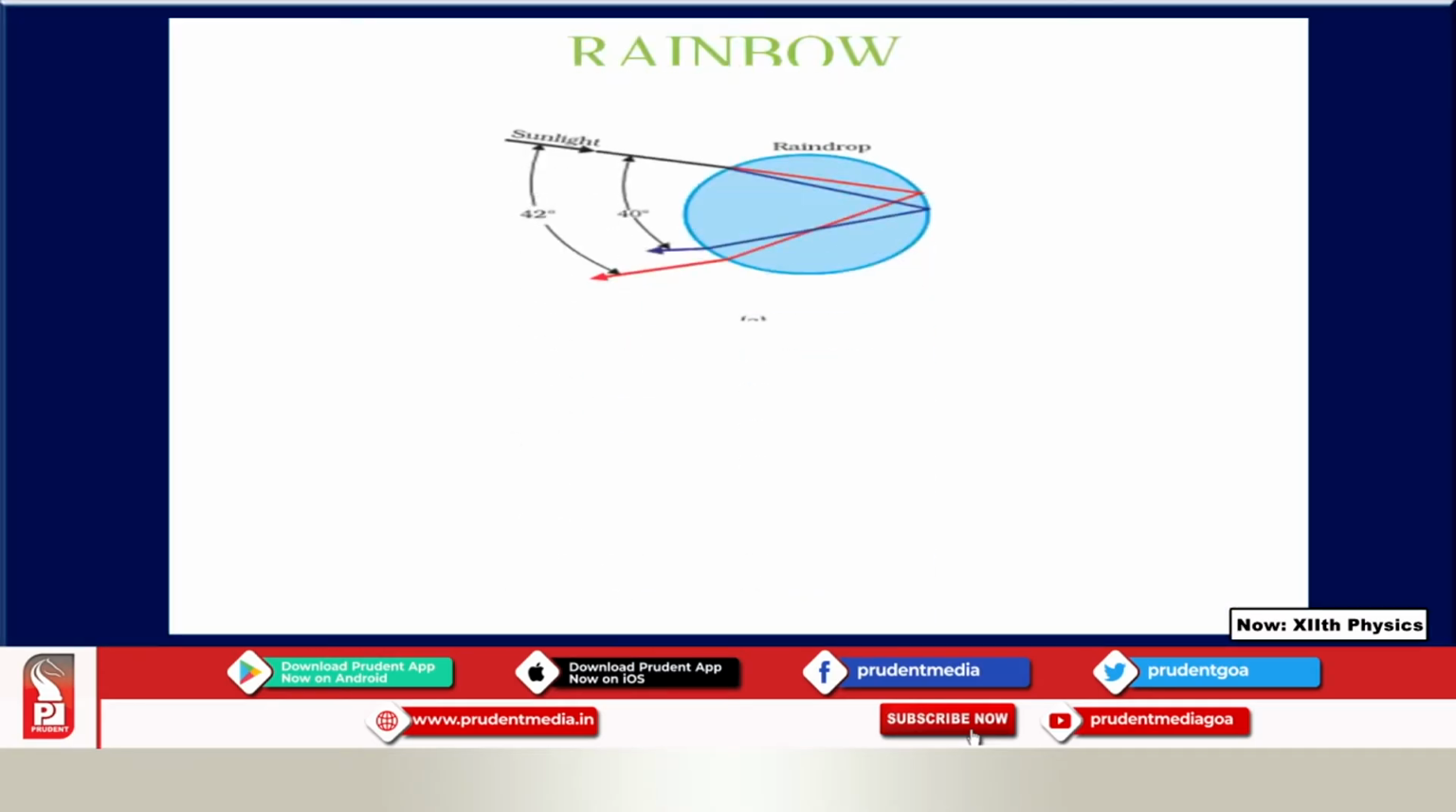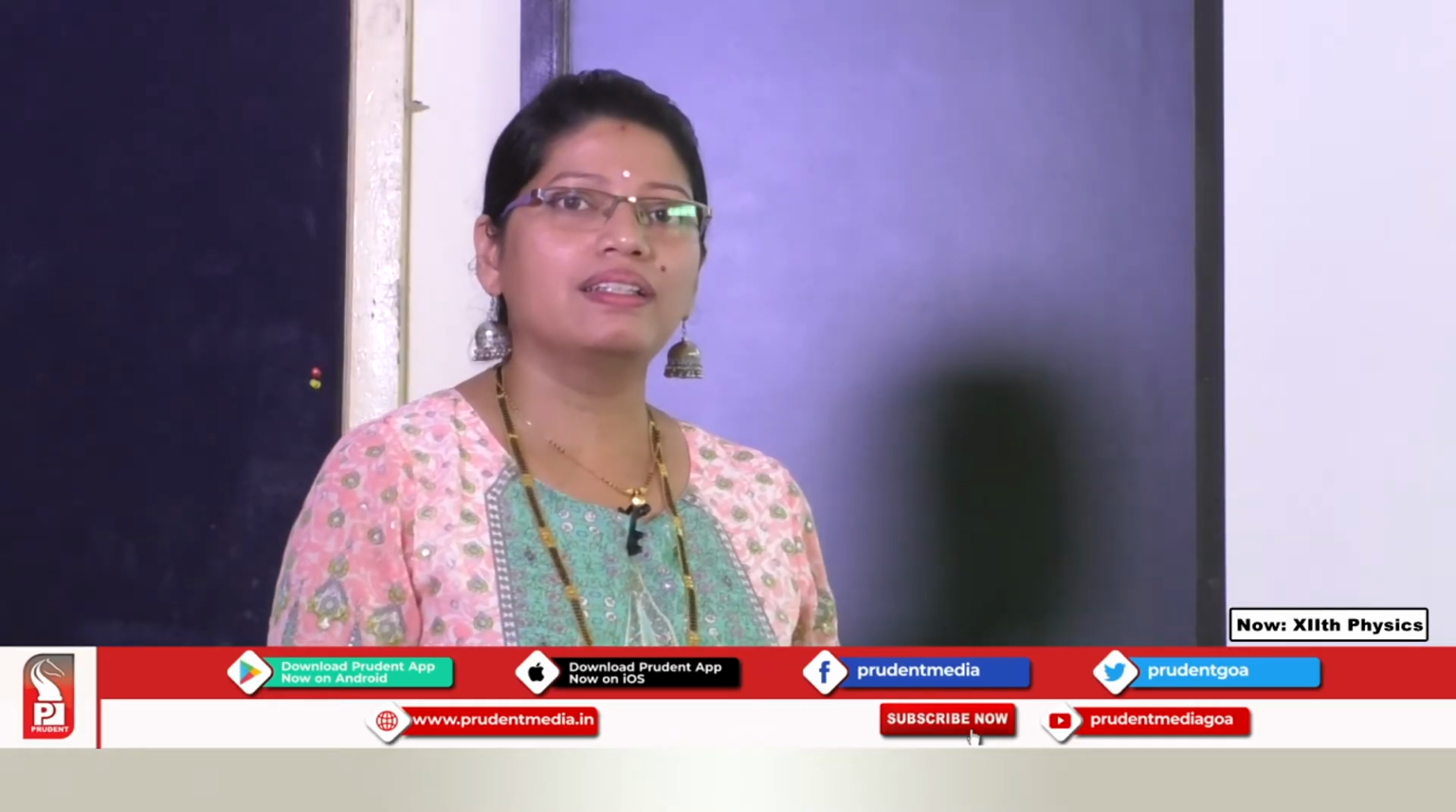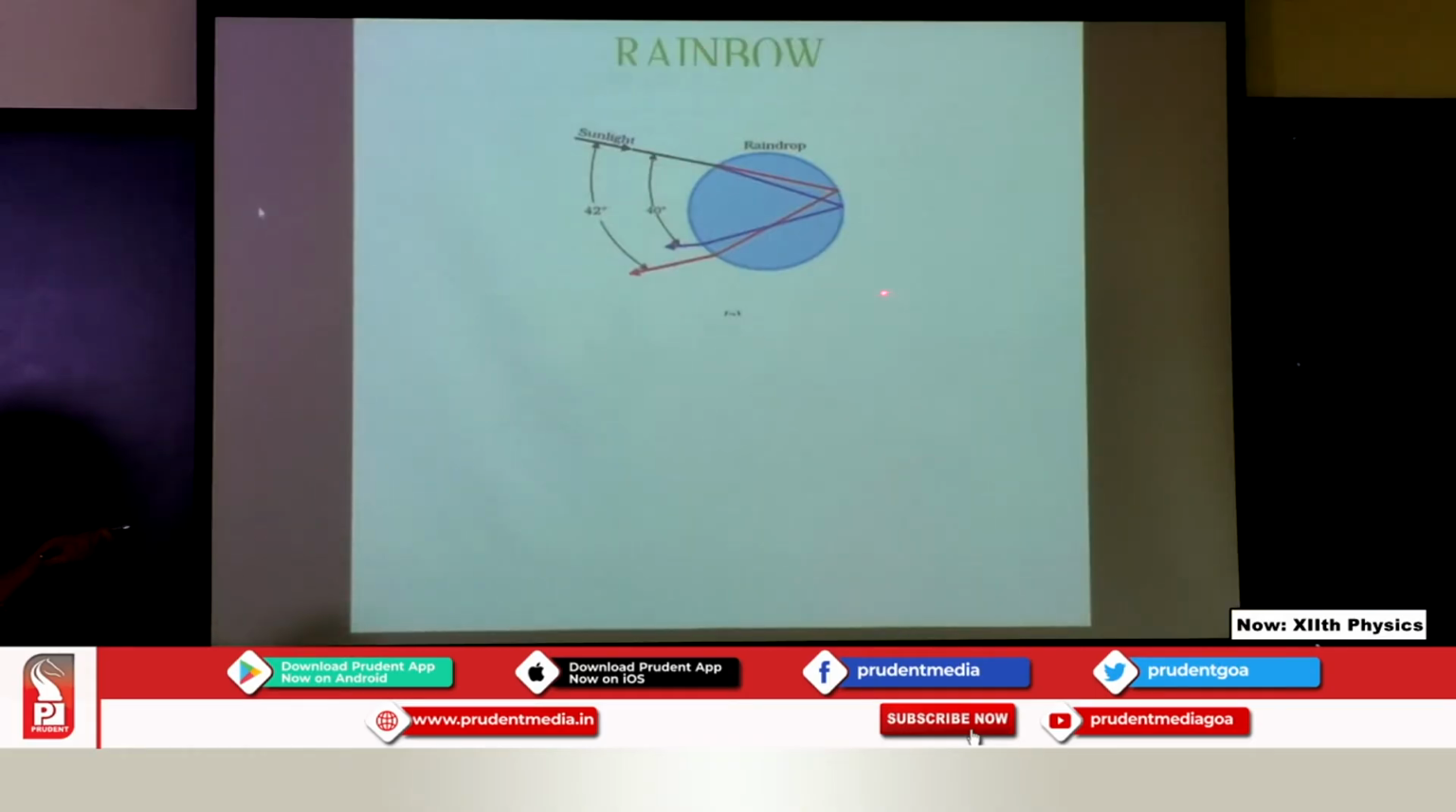A rainbow is formed when a ray of light strikes a raindrop. There are three things happening: dispersion, refraction and total internal reflection. Now, to see a rainbow, the sun has to be behind the observer. Over here you can see I have the spherical raindrop. There is sunlight, and over here we have the refraction and the dispersion.